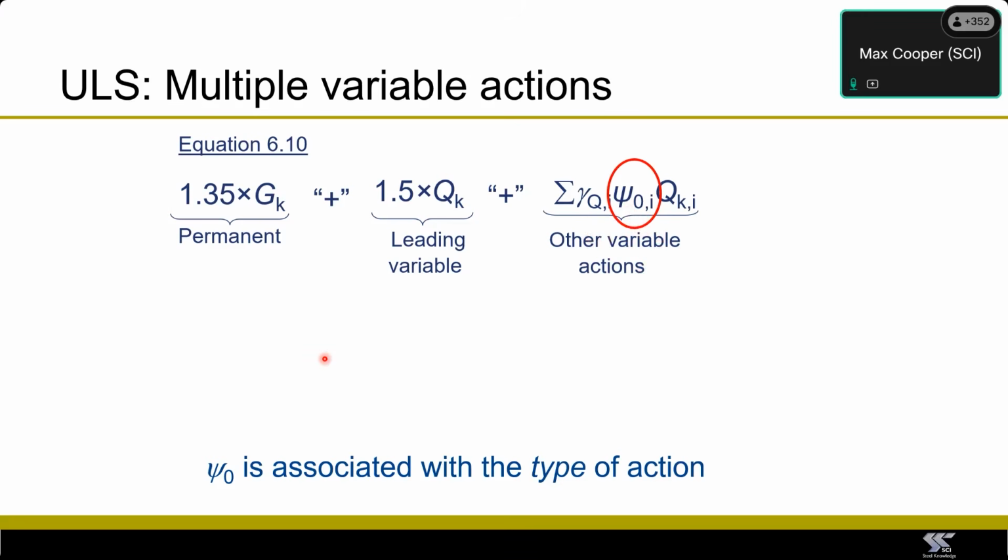So psi naught is the combination factor, and it is associated with the type of action. The values come from the UK National Annex. They were specified in the Eurocode, but you should always be using the UK National Annex. So let's have a look at what they are.